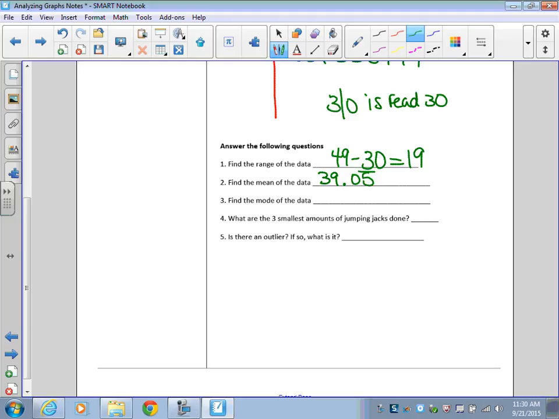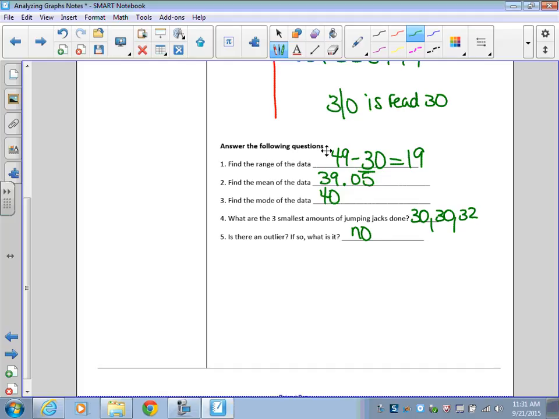The mode is the number that appears the most, and we only have one, and it's 40. It appears on the list at least 3 times. The 3 smallest amount of jumping jacks done would be 30, again 30, and then finally 32. The answer for question number 5 is no.